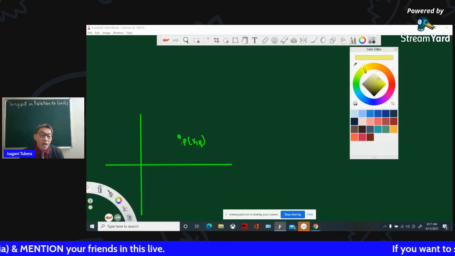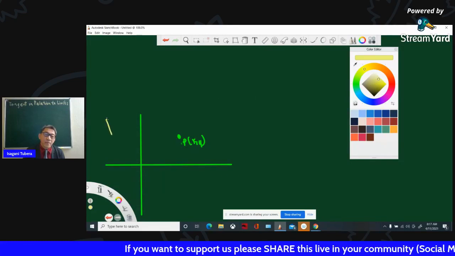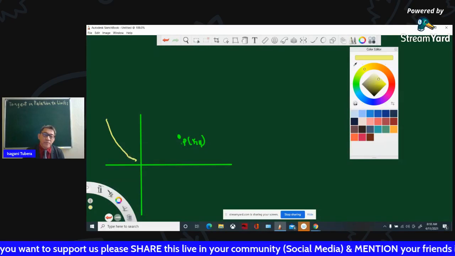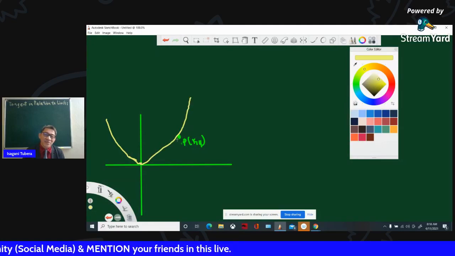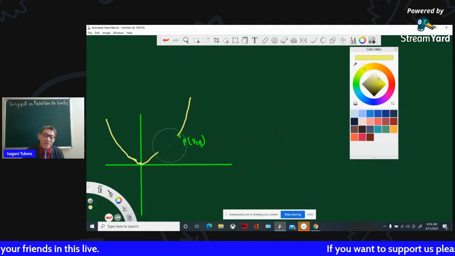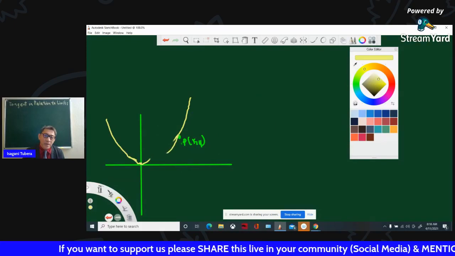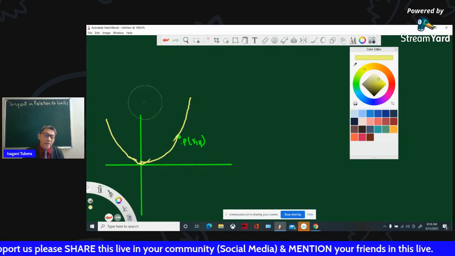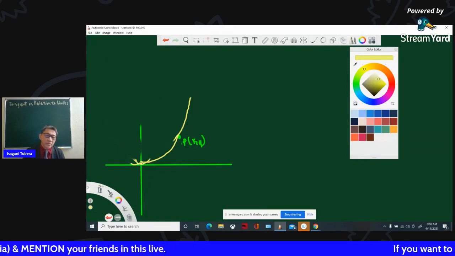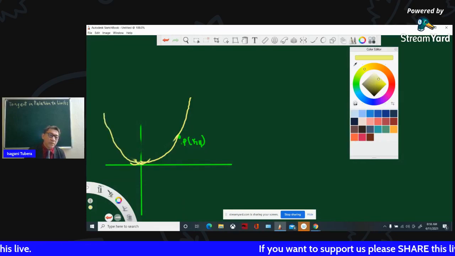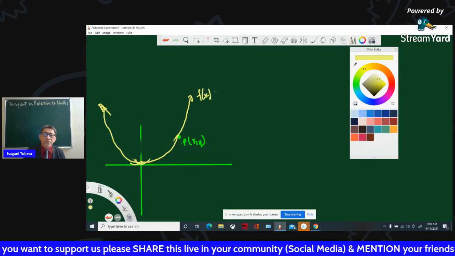I'll add a parabolic curve. Okay, the origin is here. This one is closer to it. It's a parabola with x squared. So I hope this one looks okay. A parabolic. All right, so this is now f of x equal to x squared.